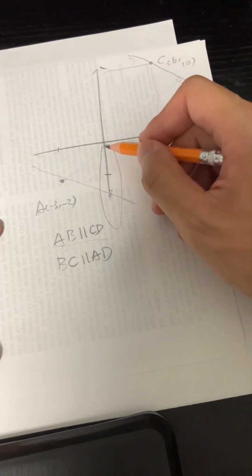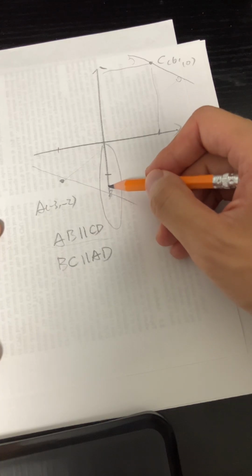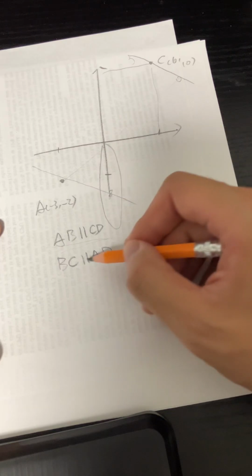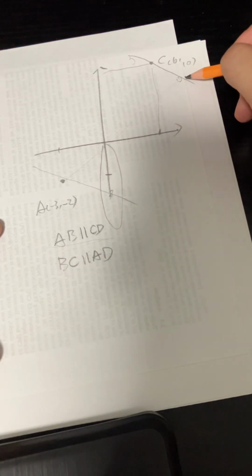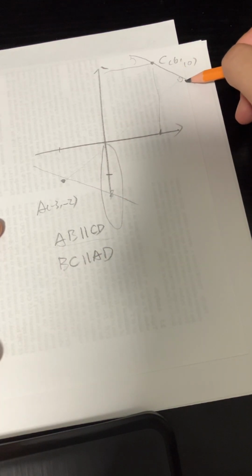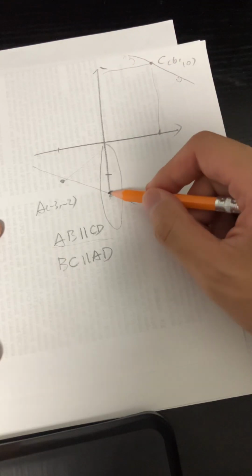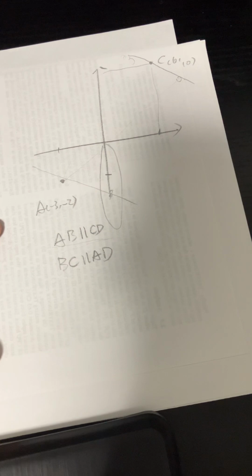If D is here, what is AD? AD goes this way. It must meet BC somehow, meaning AD and BC intersect, which doesn't fit this condition. That is to say, D cannot be on this side. D has to be on the left side of C. So D must be somewhere here, and B is somewhere here, and this is ABCD. This is the only possible configuration.